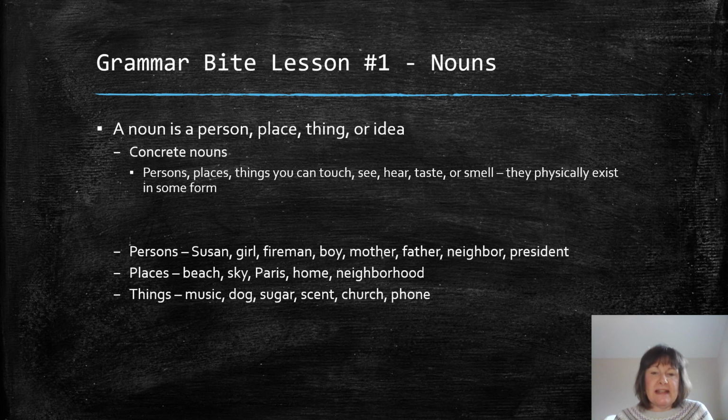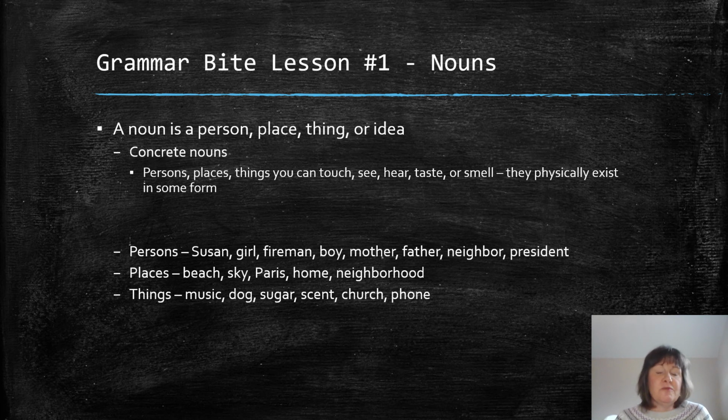Or it could be a place that we would go to. We might go to the beach. We might go up in the sky because we're in an airplane. Paris is a place that we might go to, a city. Home would be one too: I want to go home, so you're going to a place that you call home. Also, maybe you go to your neighborhood or a friend's neighborhood. That's a place you would go to.